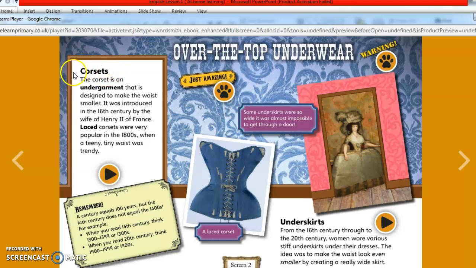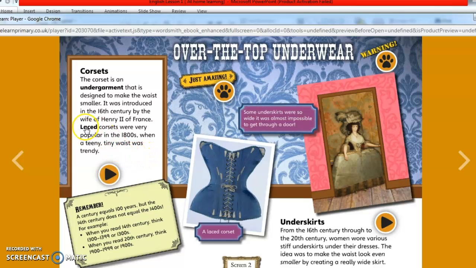So we need to know what corsets are, as it is written here. This small paragraph here is going to give us information about corsets. The word corset is the subheading. This is a paragraph. Let us read through the paragraph and see what a corset is. The corset is an undergarment that is designed to make the waist smaller. It was introduced in the 16th century by the wife of Henry II of France. Laced corsets were very popular in the 1800s when a teeny tiny waist was trendy.